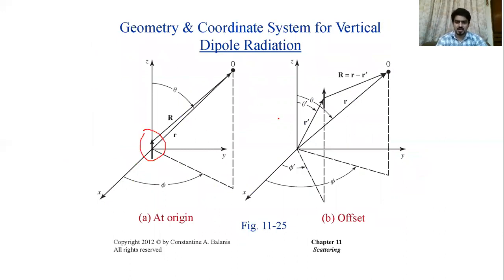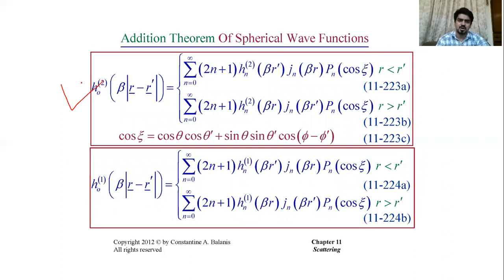So this is what we are doing. Instead of here, now we are placing that vertical dipole at some offset location from the origin. When we do that, this will be your expression for the Hankel function of the second kind with the displaced argument. And again, this Hankel function is not your typical Hankel function. It is a spherical Hankel function, with a small h letter. So this is a spherical Hankel function of the second kind, and this is a spherical Hankel function of the first kind. And these are the addition theorems.